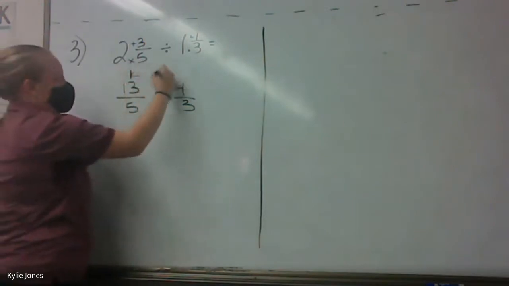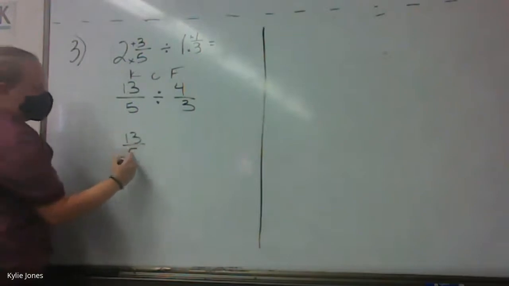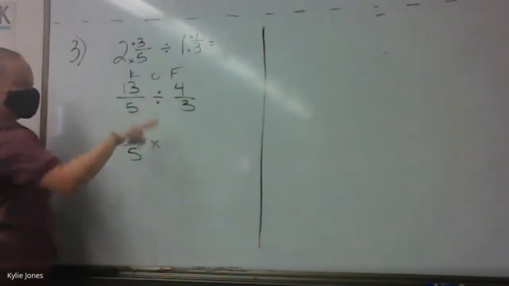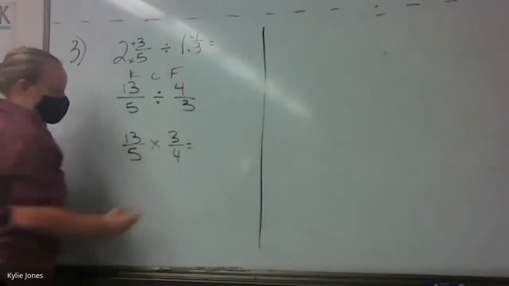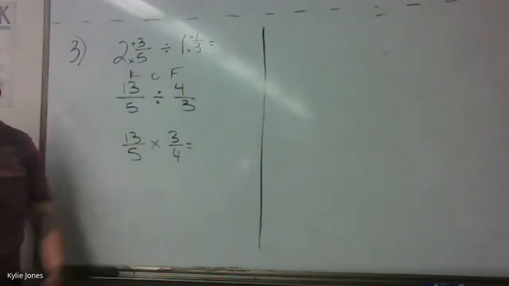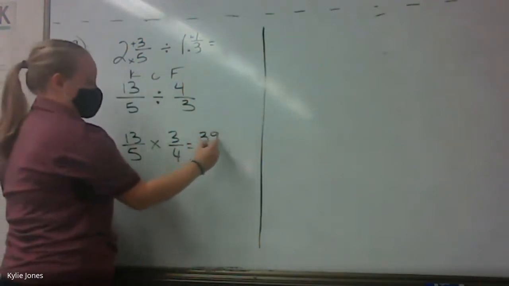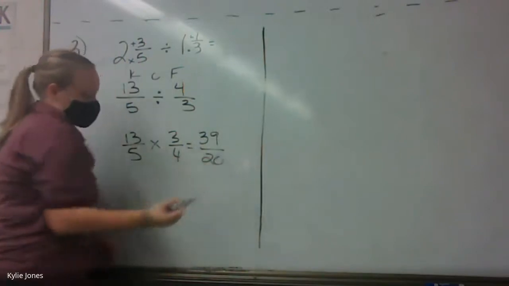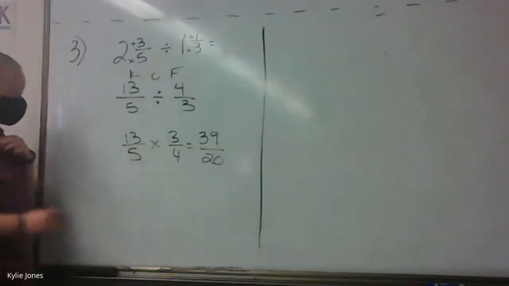So now that we have 2 improper fractions, we can do KCF. We can keep, change, flip. So we keep 13 over 5 the same. Division changes to multiplication, and 4/3 switches to 3/4. Then we multiply. 13 times 3. 39. And 5 times 4. 20. So I'm done? No. What do I still need to do?